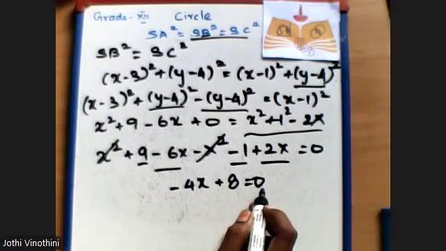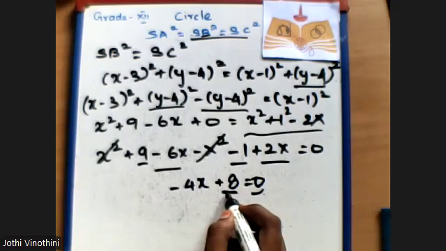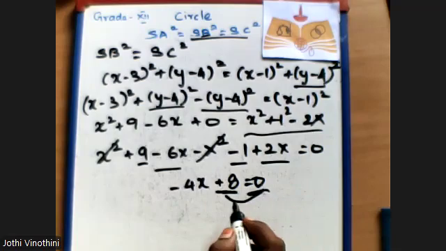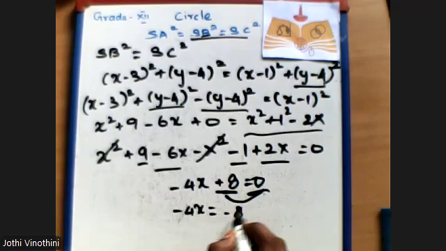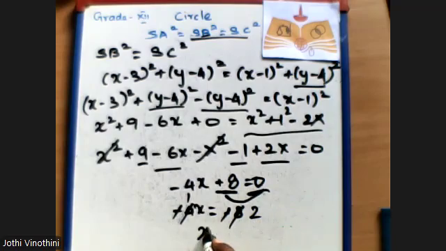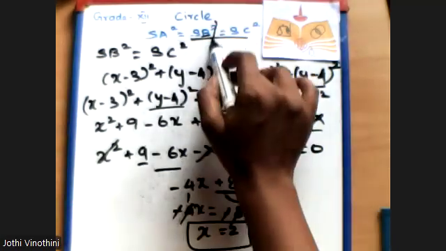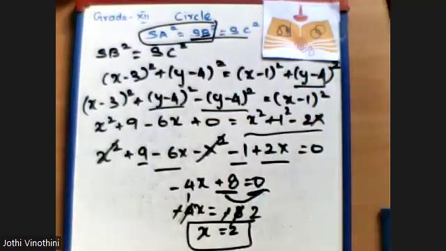I'm going to take this minus 8, sorry, plus 8 to this side. So minus 4x equals minus 8. Minus 8, the minus signs will get cancelled. 1 4 is 4, 2 4s are 8. So x will be equal to 2. Right? While solving this SA squared equals SB squared, we get the value of y, that is y equals 3.